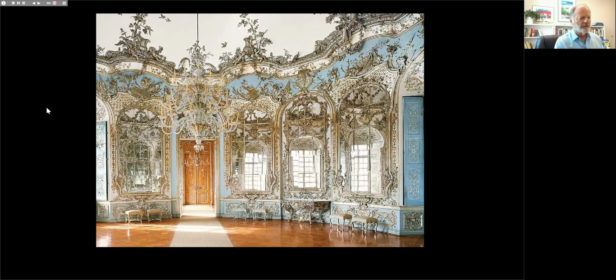These were the settings for social engagements, where conversation would take place, where food and drink might be enjoyed, where music might be heard. One can imagine a chamber group playing a string quartet or a wind quintet in a setting like this.